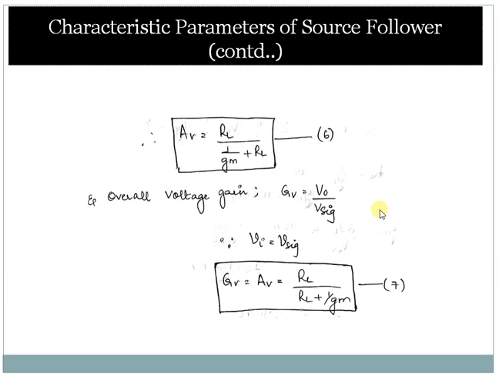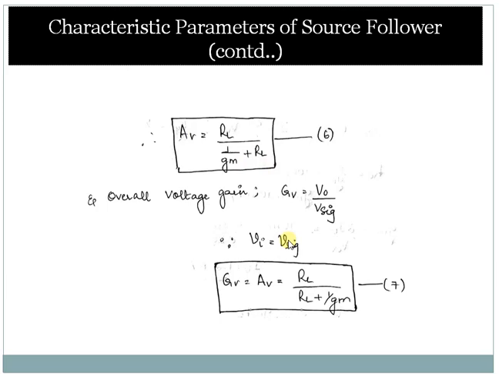One important conclusion that we have here is that if the value of 1 by Gm is very low, compared to RL, then the overall gain of the amplifier will be equal to 1. Therefore the voltage that is available at the source terminal will follow that at the input. So hence we call it a source follower.